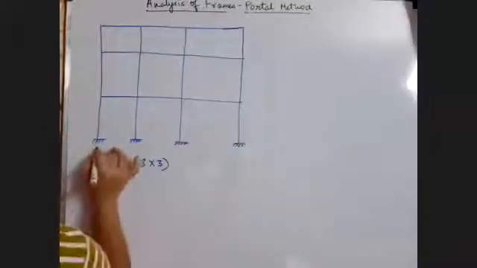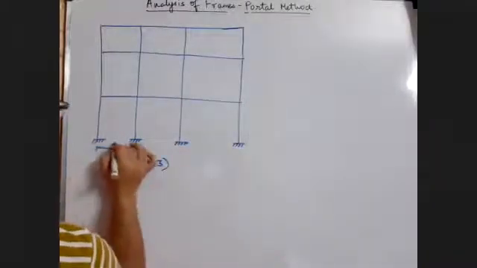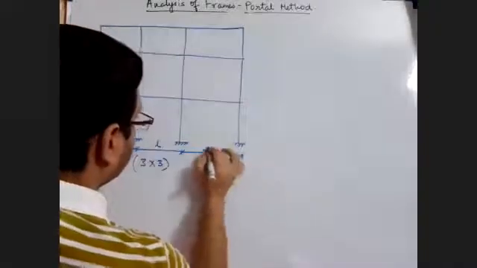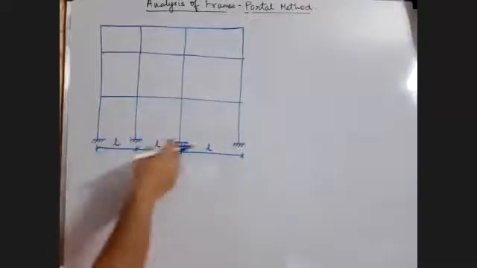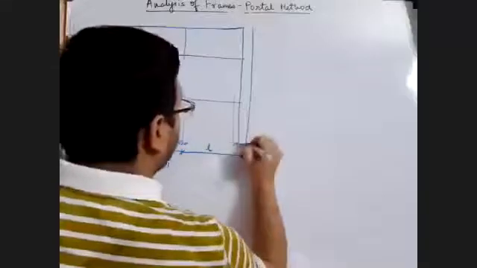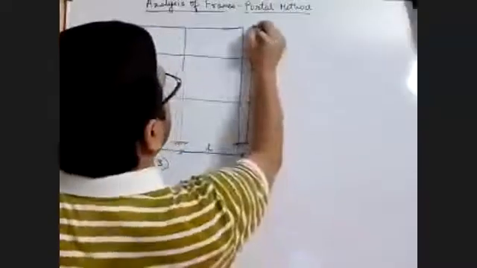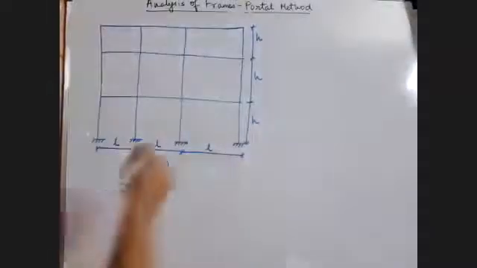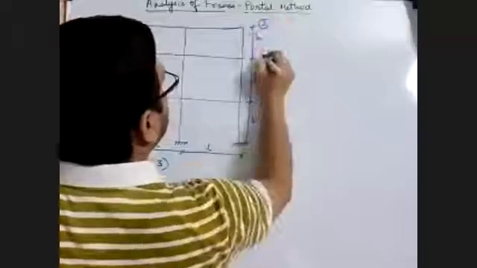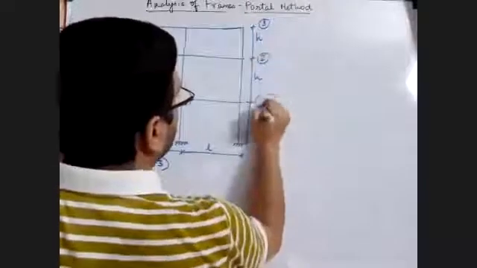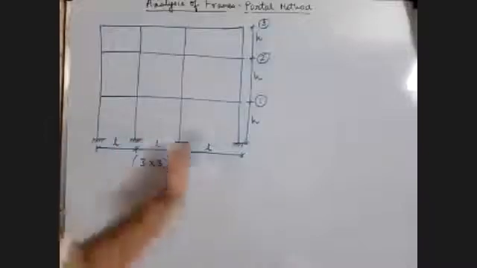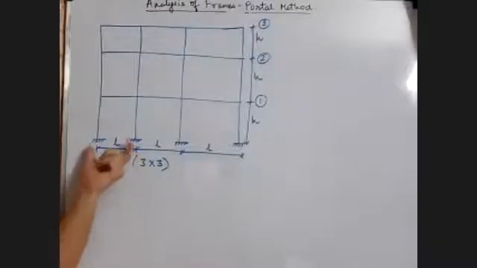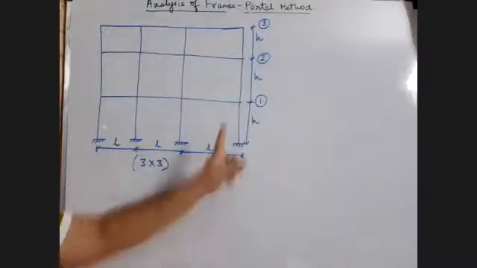The bay lengths are L each: L, L, and L. So the bay lengths are equal, and the story heights I'm taking the same: H, H, H. This is floor level 3, floor level 2, and floor level 1. So I have 3 different bays. The center to center distance between columns is called bay: L, L, L, and height H, H, H.